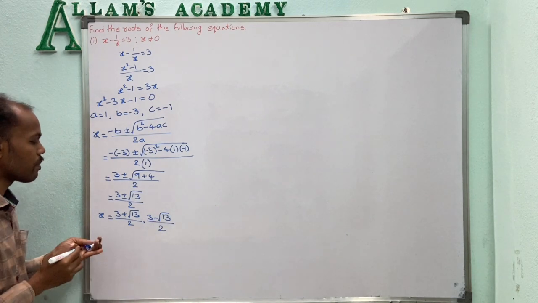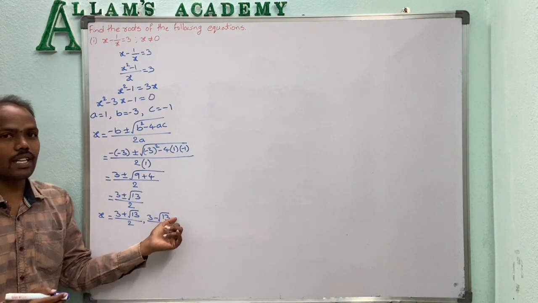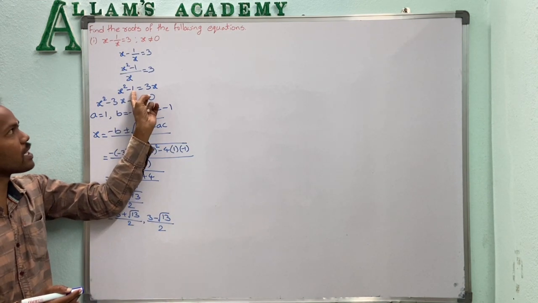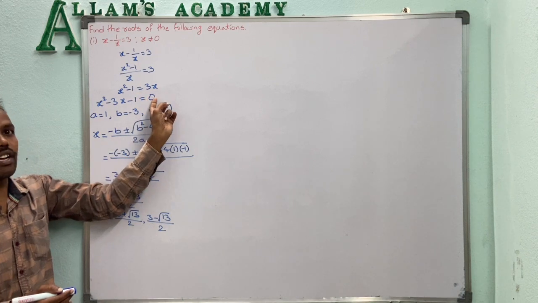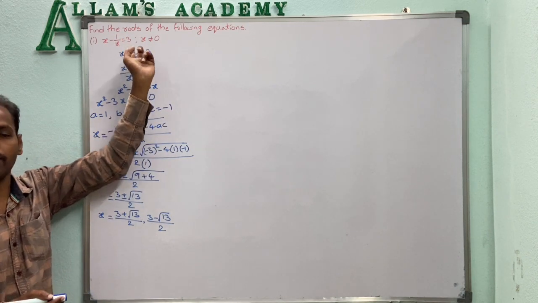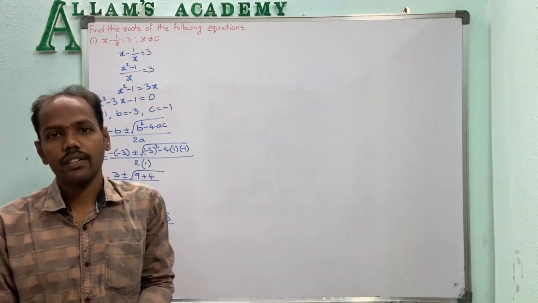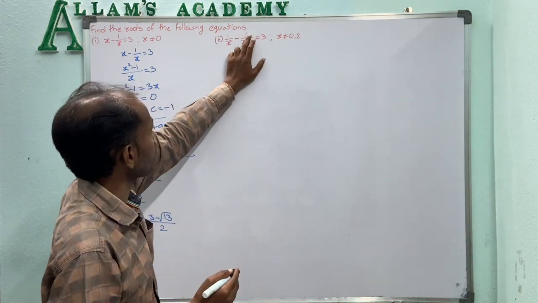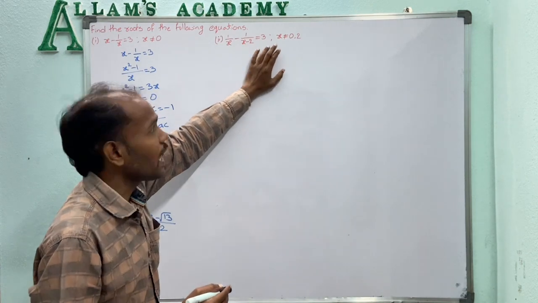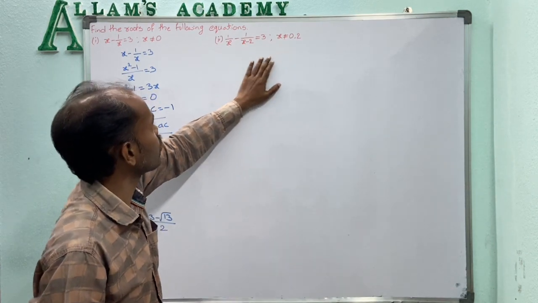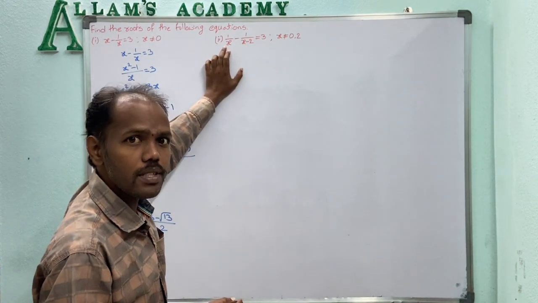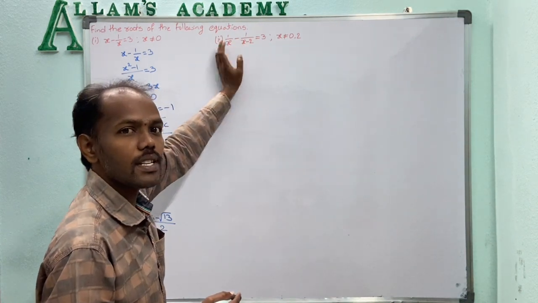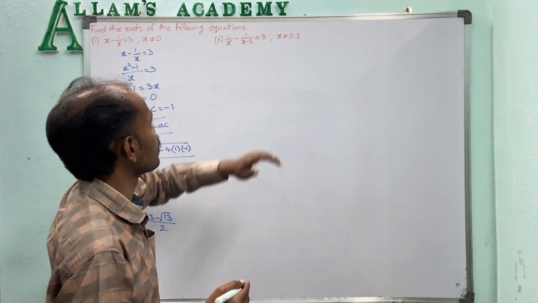So now 3 plus root 13 by 2, 3 minus root 13 by 2 are the roots of the quadratic equation x square minus 3x minus 1 equal to 0, otherwise x minus 1 by x equal to 3, equation 2. Next equation: 1 by x minus 1 by x minus 2 equal to 3 and x is not equal to 0 and 2. So here x equal to 0 means it is undefined. If x equal to 2 means it is undefined. For that purpose x values are not to be taken as 0 and 2.